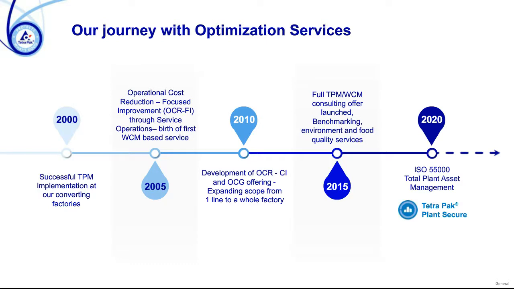And that is a short duration, usually 4 to 6 months, and it focuses on a single line or 2 lines. And it was a big success that led to our customers asking for more. That's why in 2010, we launched our new product, OCR-CI, Continuous Improvement, which is a more comprehensive program that runs over a longer period of time, 2 years, and it can cover single lines to complete plants.